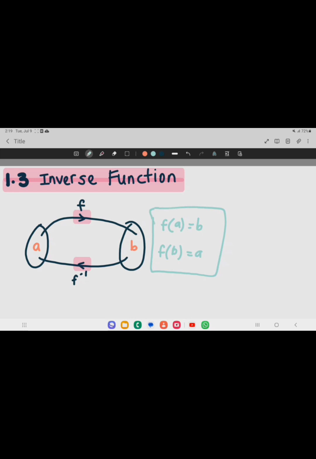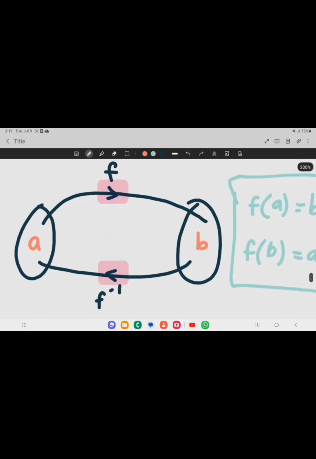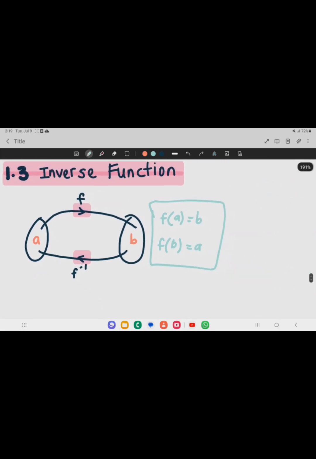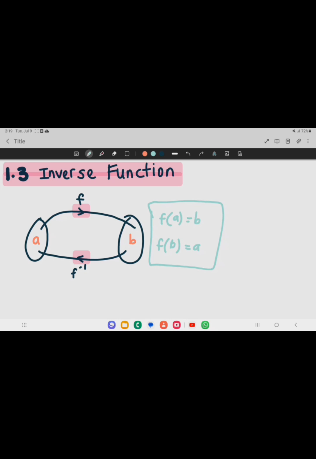Actually, you guys must understand how to do this one. Very important, how to write the function when a diagram like this is given to you. So this is function, this is inverse function. Now, what if the question gives you a function and then asks you to find the inverse function? How to do that? That's what I'm going to teach you after this.